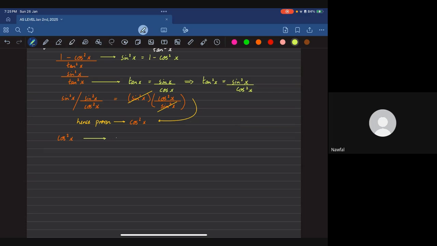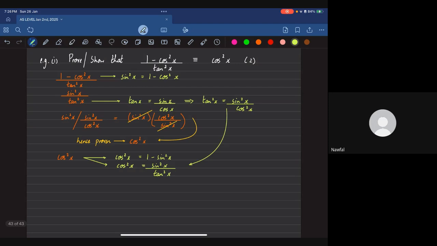Two things can be derived. First thing can be that cos square x is equal to 1 minus sine square x, or cos square x can also include, using this guy, sine square x over tan square x. Just simple algebraic manipulation. Clear?